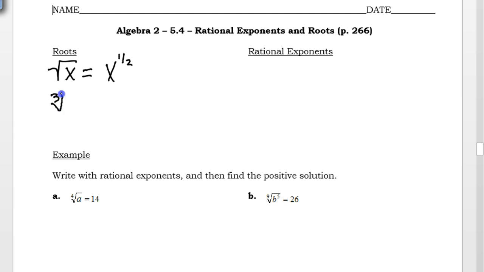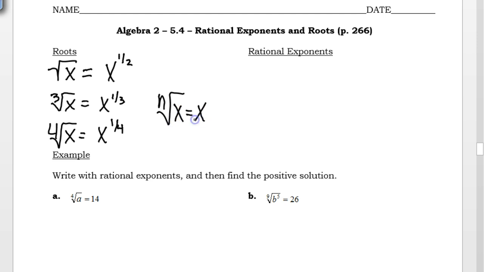The cube root of x is the same as x to the 1/3. The fourth root of x is the same as x to the 1/4, and so on. So in general, whatever root we have can be written as the ratio 1/n.